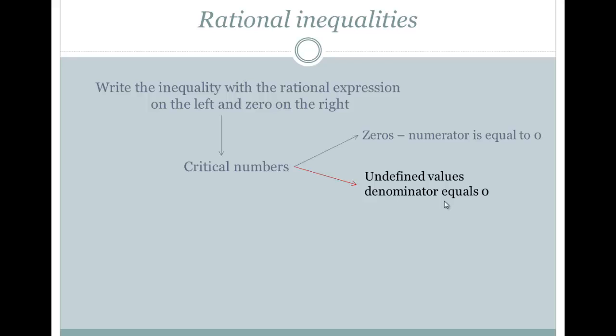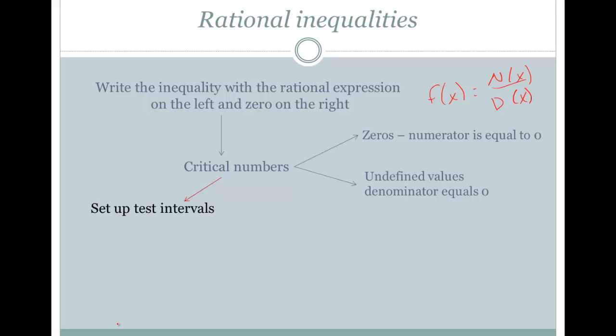If you remember when we were talking about rational expressions, we had a function f of x in the form where we had a numerator and a denominator function. Our critical values are the zeros, which is when the numerator is equal to 0, and then the undefined values, which is when the denominator is equal to 0. So that's what we're going to look at for our critical values.